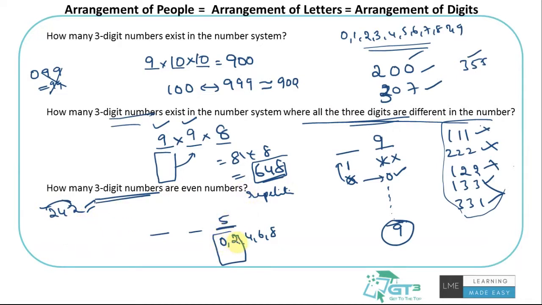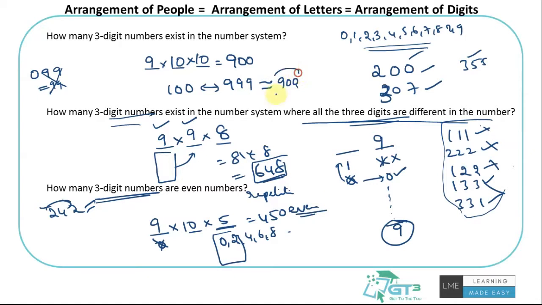I can put 0 or 2 or 4 or 6 or 8 here. For the first blank, I can put any 9 options out of the 10. I cannot use 0 here. So leaving that, I can use any one of the rest. And then what am I left with? I can put any 10 here. So it's 9 into 10 into 5 is the answer. That is 450 even numbers.